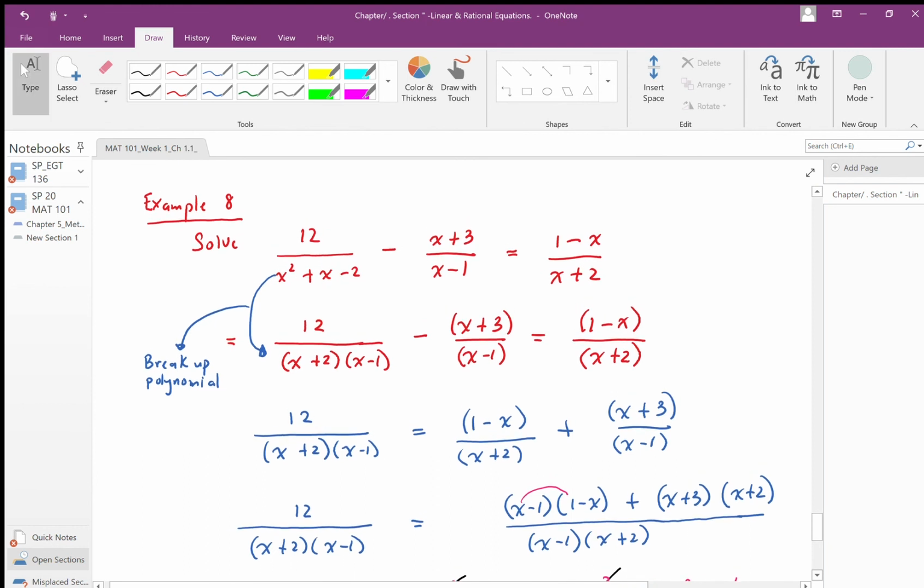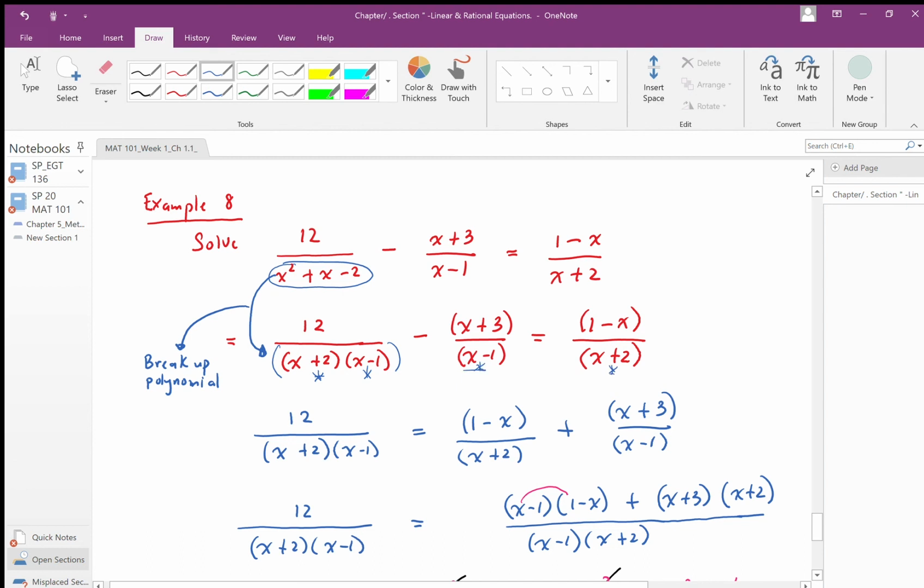Let's continue with example 8. Now we actually solve this particular polynomial. I don't want you to fret, because whenever you see an expression like this, just break it up into its factors: x plus 2 times x minus 1. As you look, this looks familiar. This x plus 2, x minus 1, you can also see in other expressions.